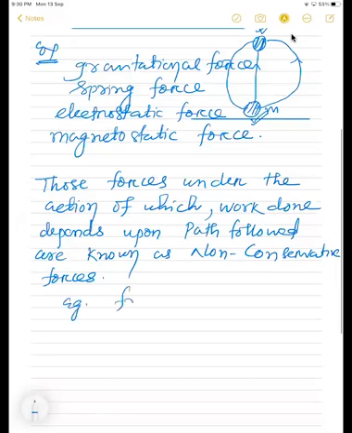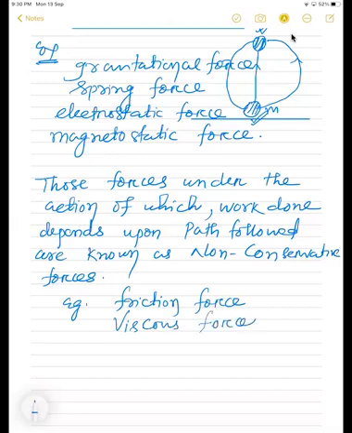Examples: frictional force, because it depends on the contact surface and in what way you took the body. The coefficient of friction may change, may not change. Viscous force, drag force, fluid friction, etc.